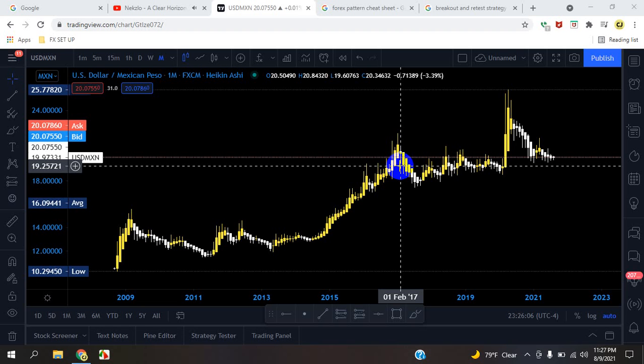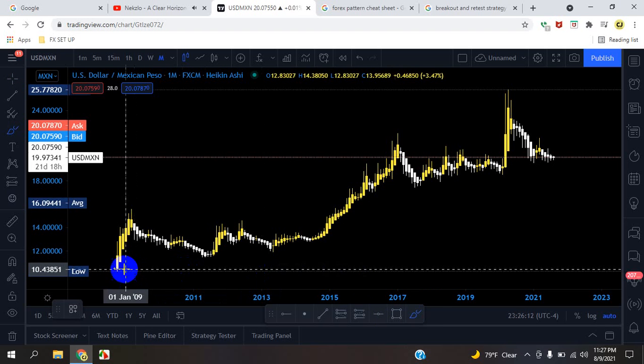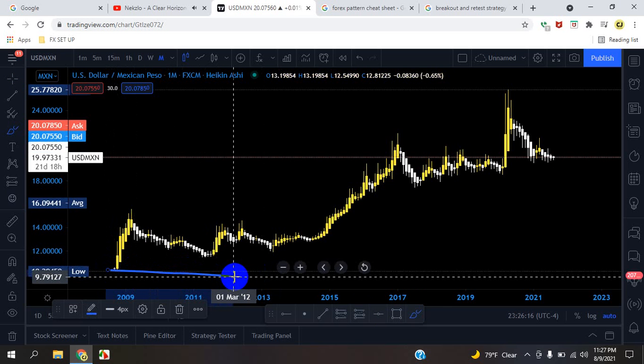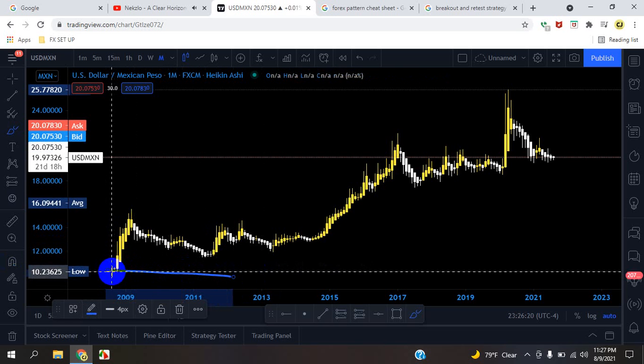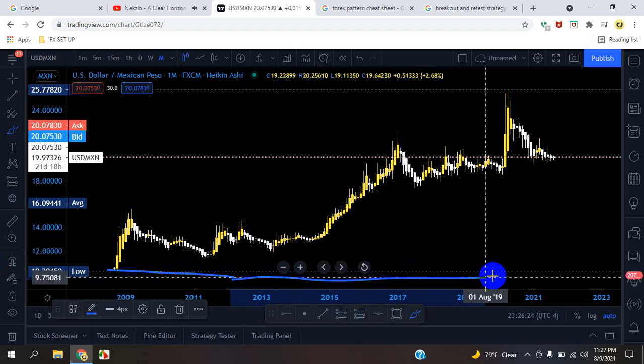Okay, guys, we are marking up USDMXN. Let's start off by creating our SR lines. So when the price started off back in April of 2008, we have an area of support.